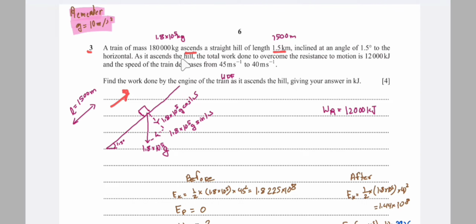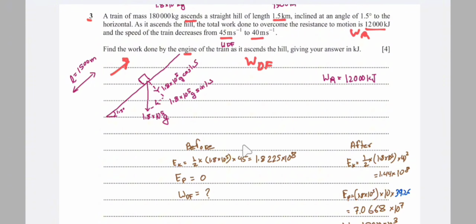As it ascends the hill, the total work done to overcome the resistance to motion is given. So this is the work done against the resistance, that is WR. And the speed of the train decreases from 45 meters per second to 40 meters per second, so the speed decreases from the bottom to the top. Find the work done by the engine of the train as it ascends the hill, giving your answer in kilojoules. So we need to find the work done by the engine, or the work done by the driving force.